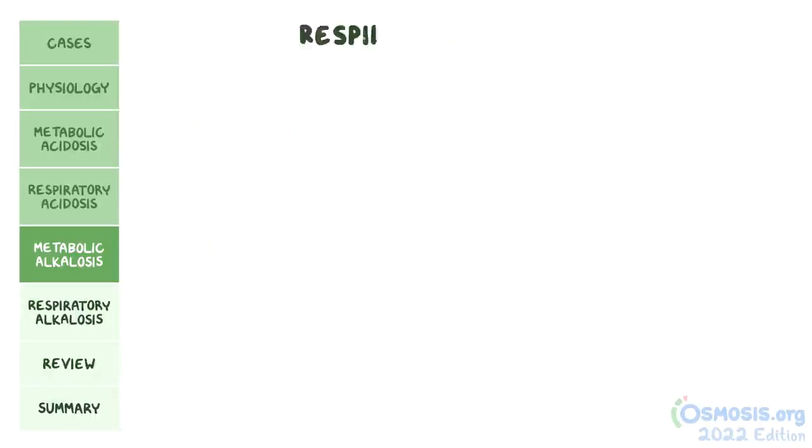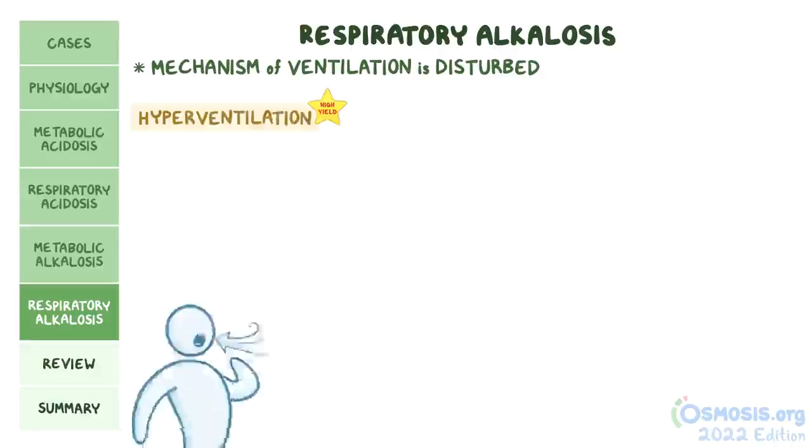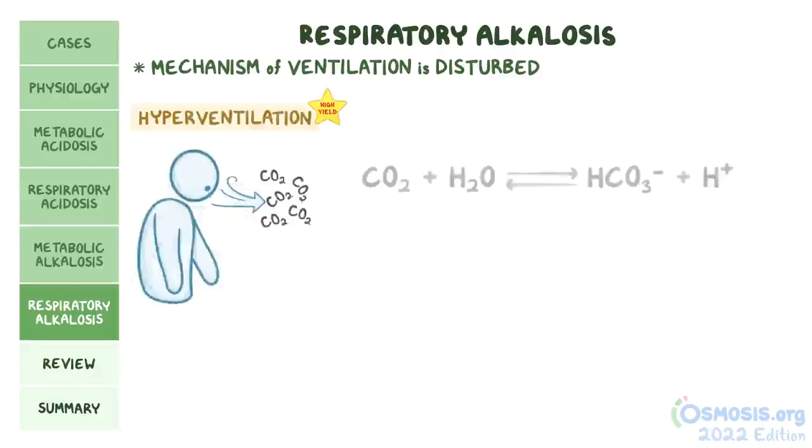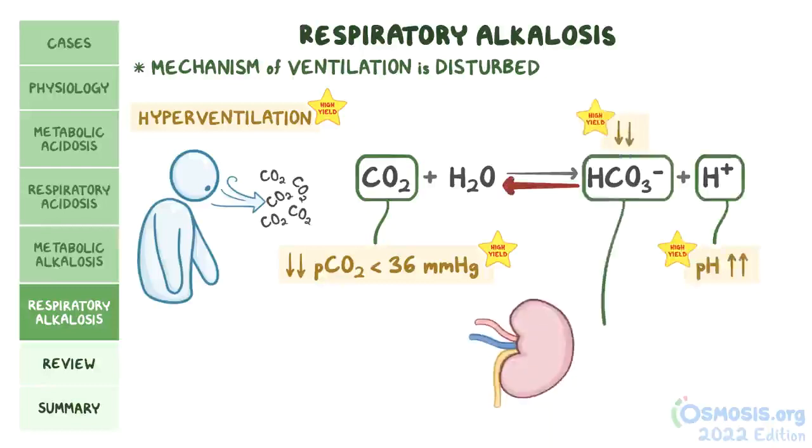Finally, with respiratory alkalosis, the normal mechanism of ventilation is also disturbed, but this time there's hyperventilation, and more CO2 is eliminated through the lungs, and as a result, there's decreased levels of PCO2, usually lower than 36 millimeters of mercury. In turn, pH levels increase, and in order to compensate, bicarbonate levels decrease when the kidneys decrease bicarbonate ion reabsorption.